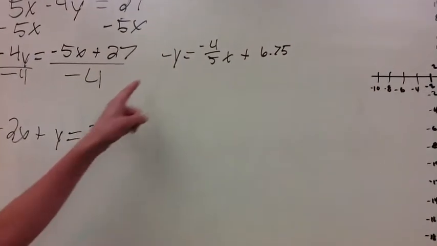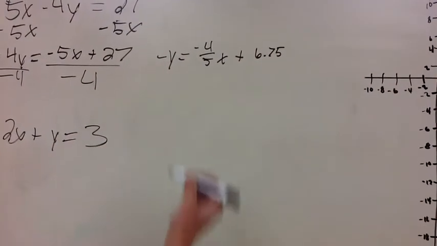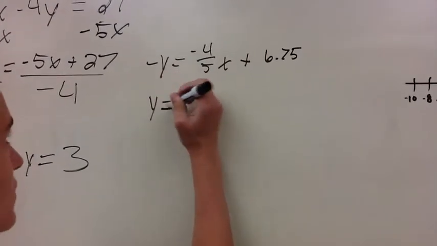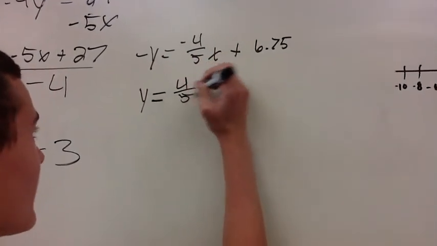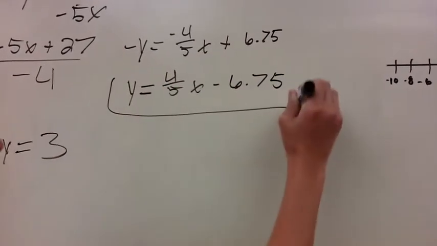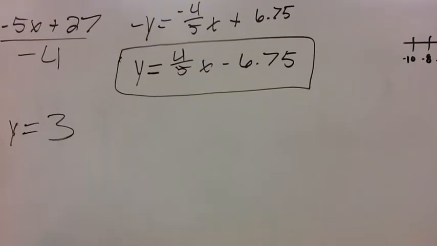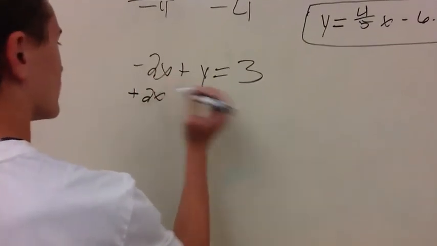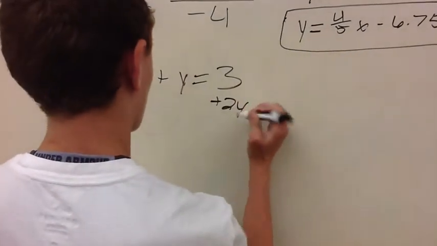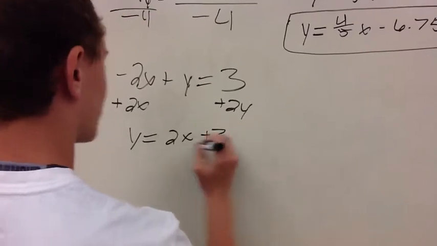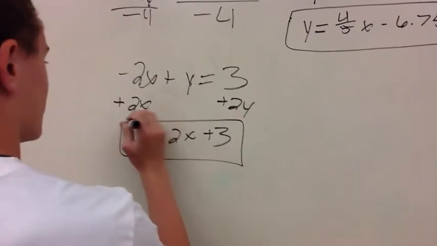Now, you have to times everything by negative to get rid of it. So they would cancel out. So it equals y equals 4 fifths x minus 6.75. That is the slope-intercept form for the first equation. Now, for the bottom equation, you're going to do the same thing. This time you're going to plus 2x to both sides. Take the y equals 2x plus 3. See, that was an easy one.